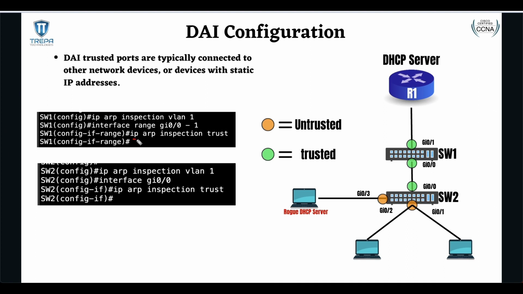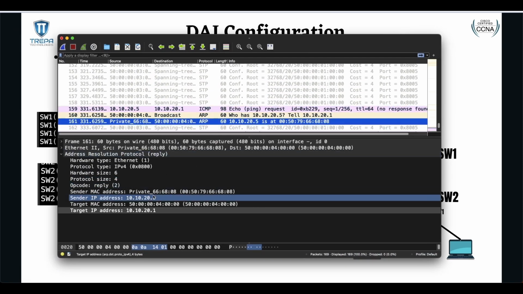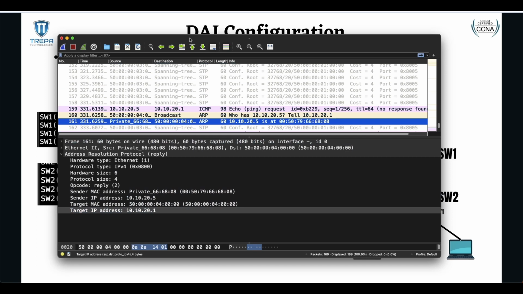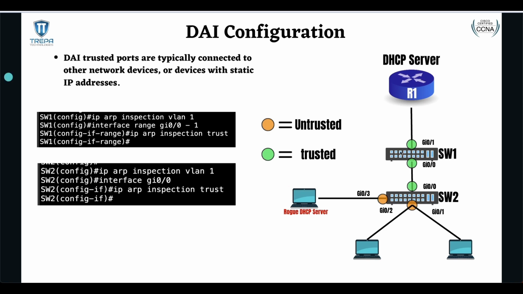But again, what it's going to do on our untrusted ports is that if it gets that ARP reply, it's going to inspect it, make sure that it matches the DHCP snooping binding table, and then drop it, okay? And in that ARP reply, if I bring up my Wireshark capture again, it has that information, right? It has the sender and target MAC address. So it's going to make sure that all this information matches the DHCP snooping binding table. It's going to ensure that this sender MAC address and this sender IP address match in the DHCP snooping binding table.